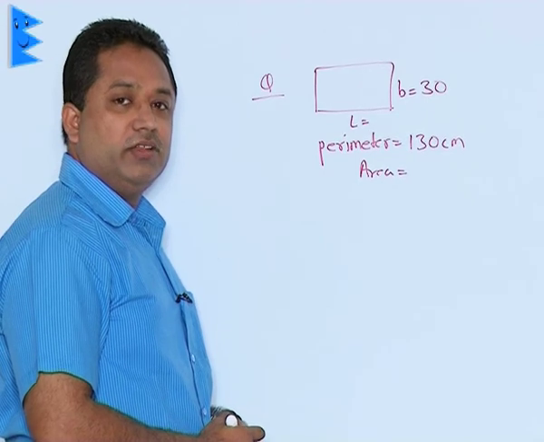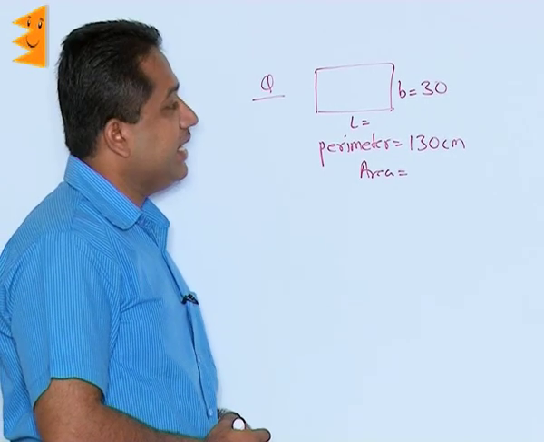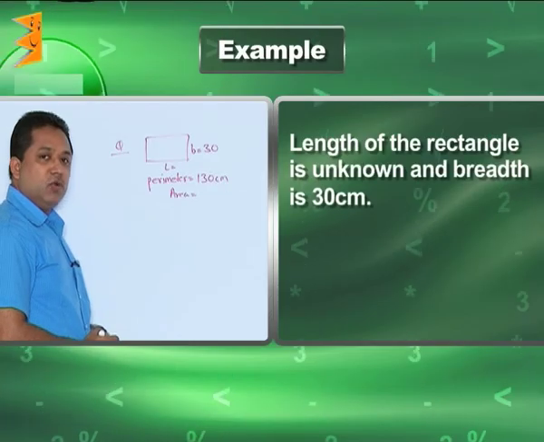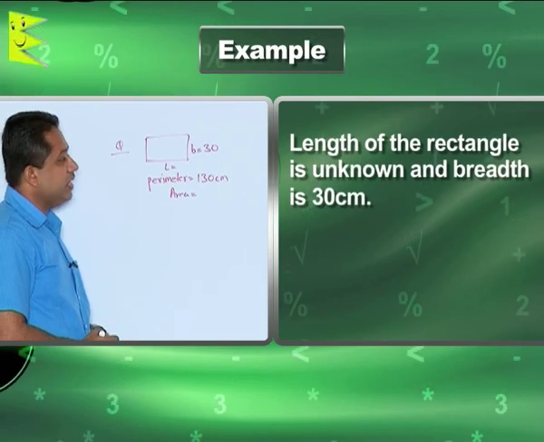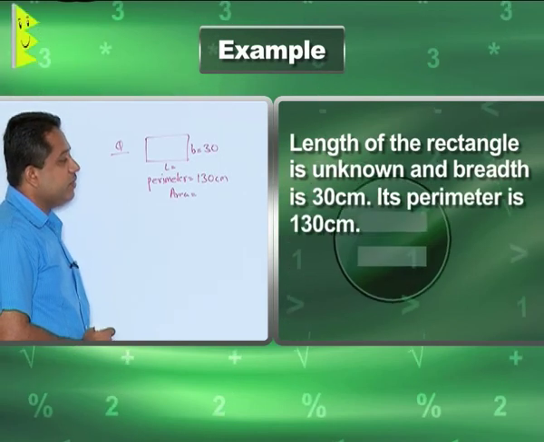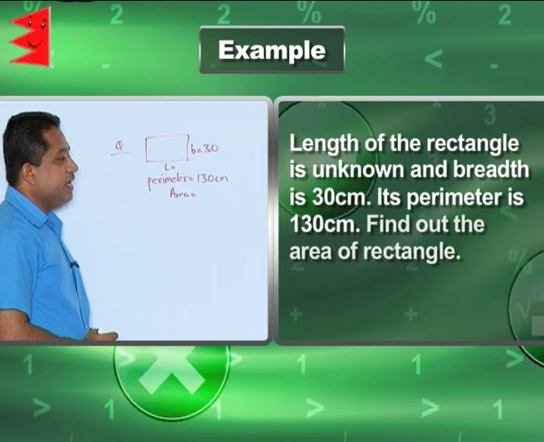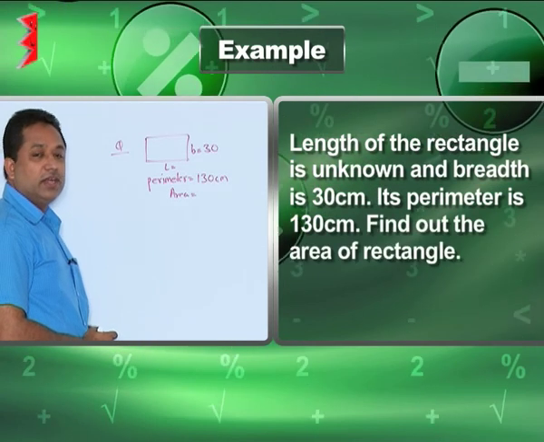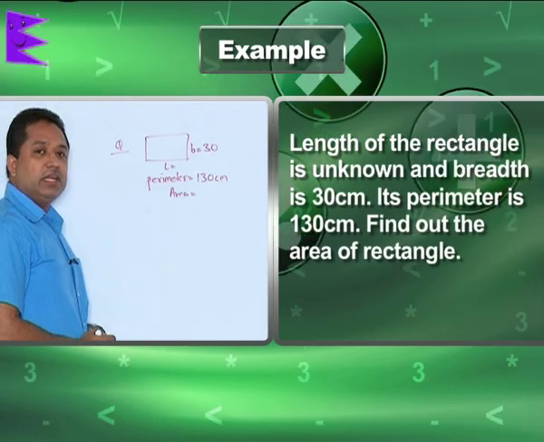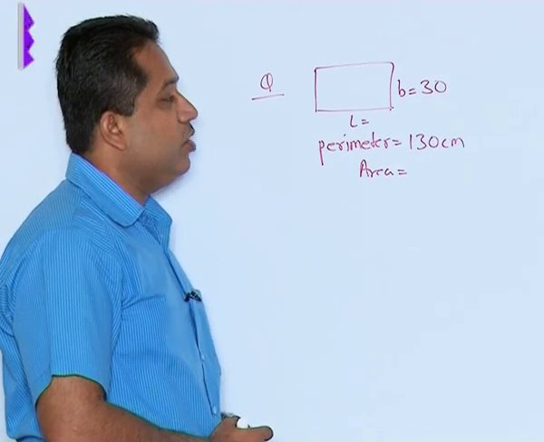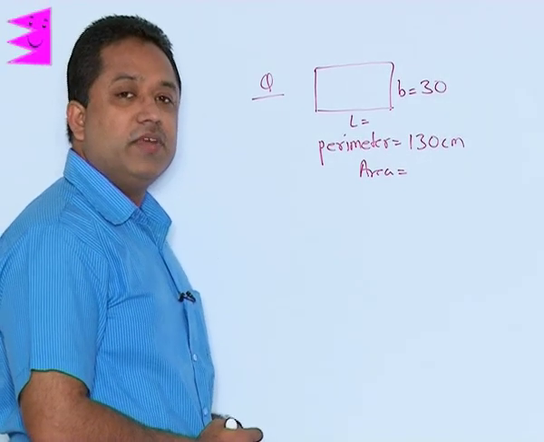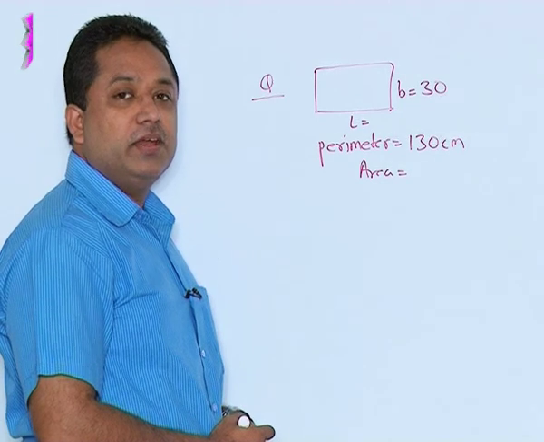Here we have another question based on rectangles. The length is unknown to us, the breadth is given 30 and the perimeter is given 130 centimeter. We have to find out the area of this rectangle. Now, the area of the rectangle can only be found out if we know the length, because area of a rectangle is length multiplied by the breadth.